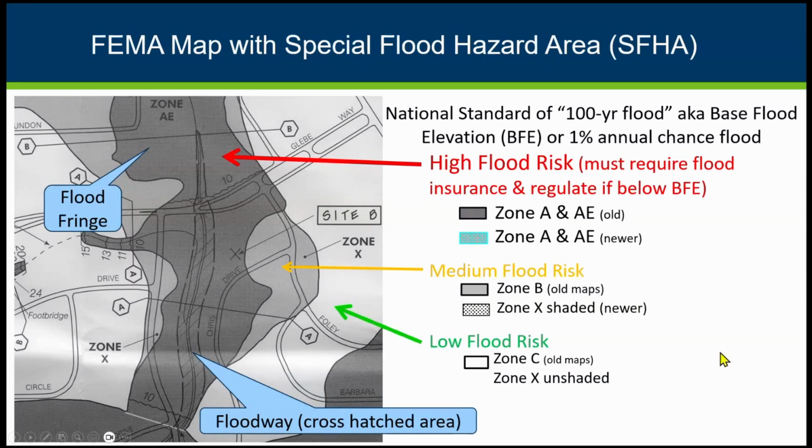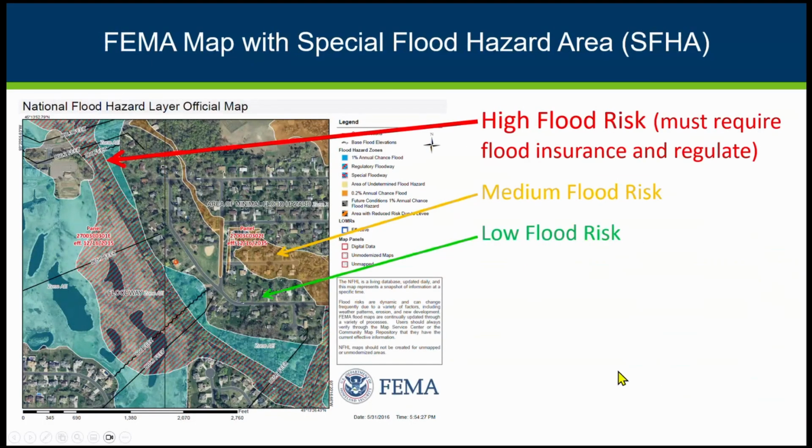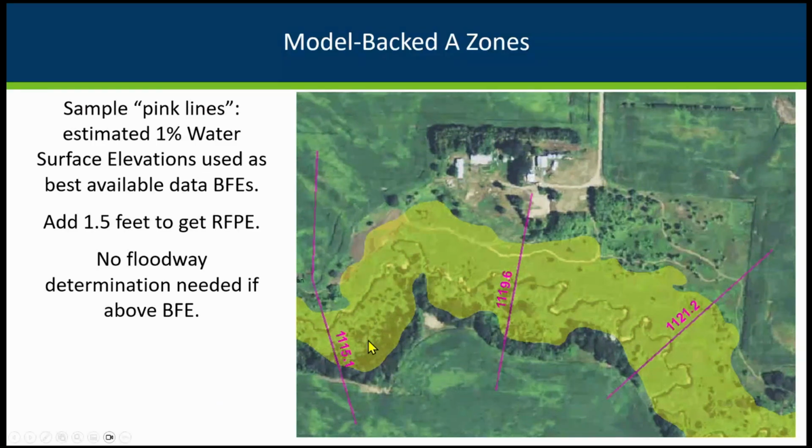So again, this is just showing those main zones, the floodway, the flood fringe that we were talking about, and on the newer maps, that same floodway, flood fringe. In the zone A's, it won't show a floodway, but in more and more of our state, we've got these supporting models.